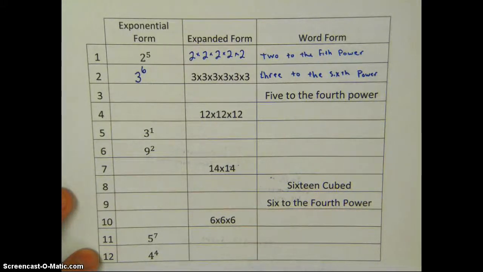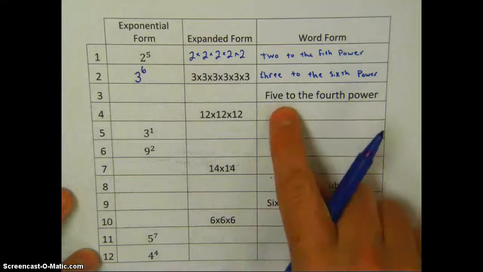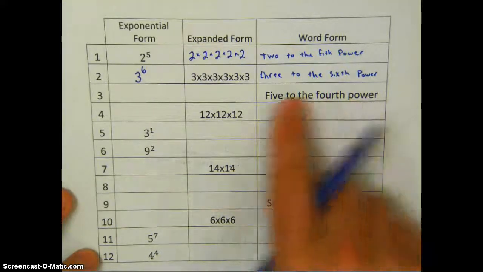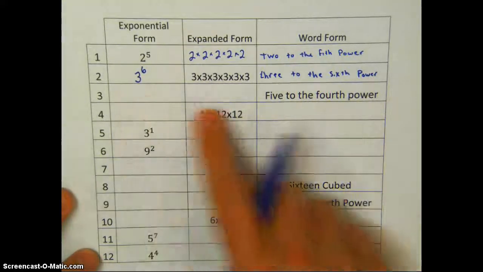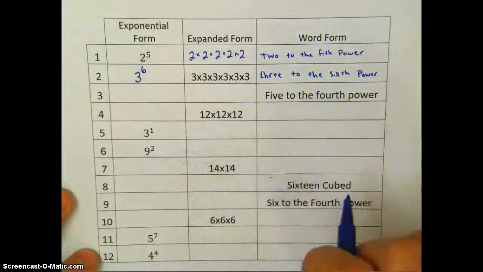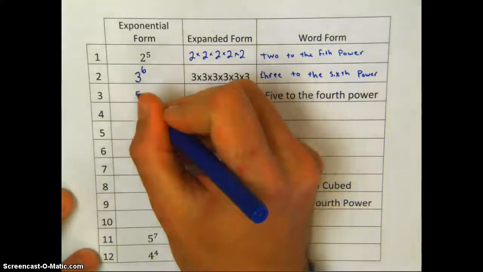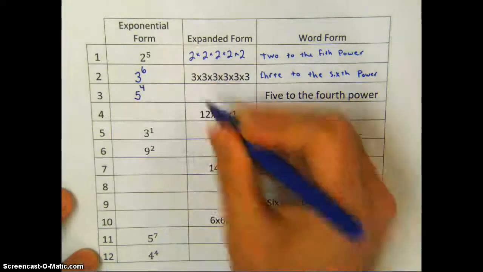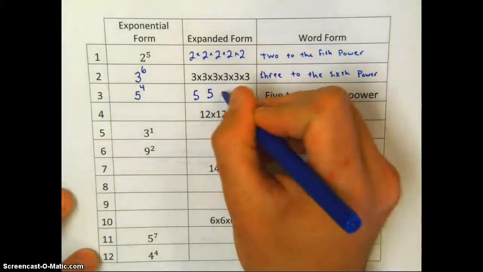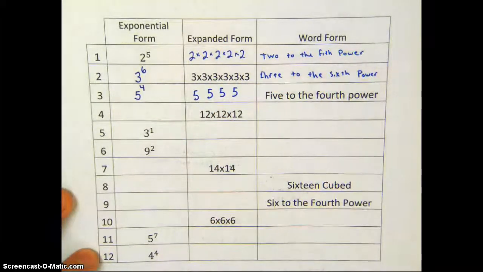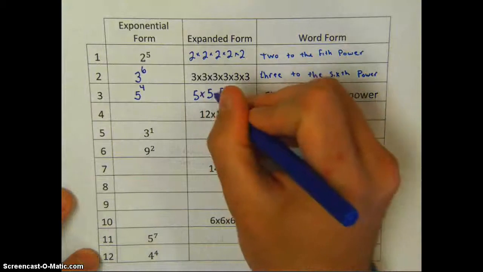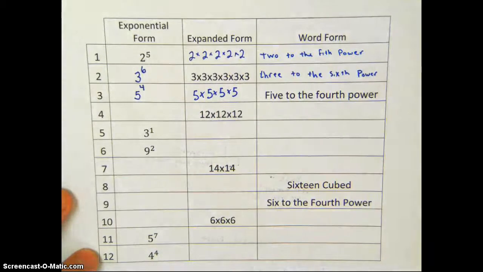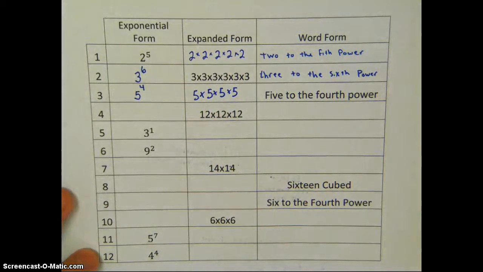And the last type of problem you're going to encounter is going from word form, and we have to put it into expanded form or exponential form. So this says 5 to the 4th power. I would start with exponential form, 5 to the 4th, which tells me I have 5 four times. And there we go. It's as simple as this.